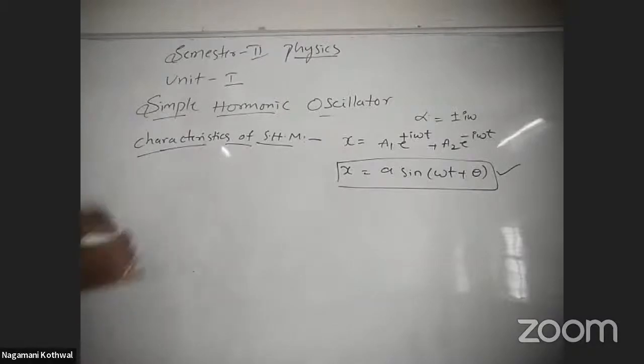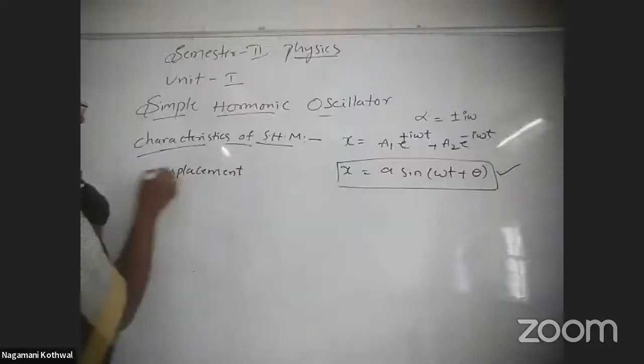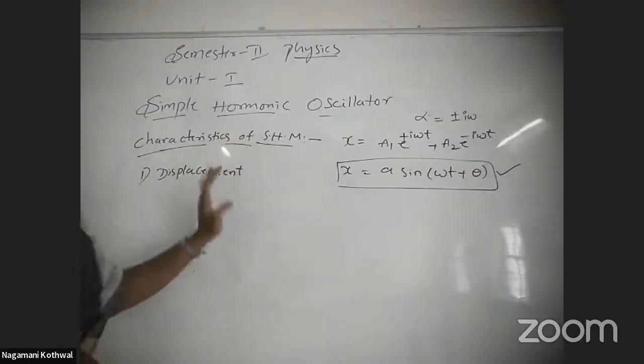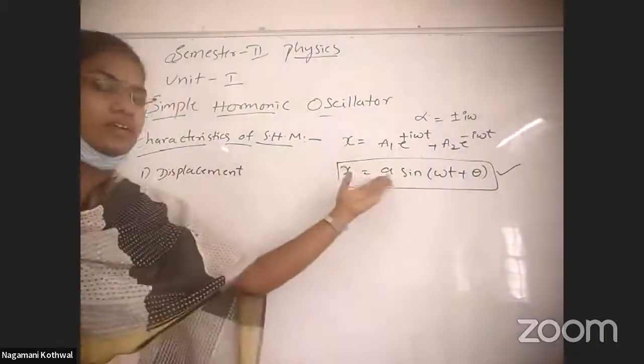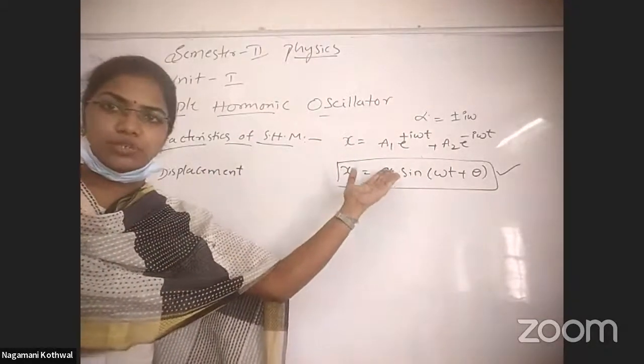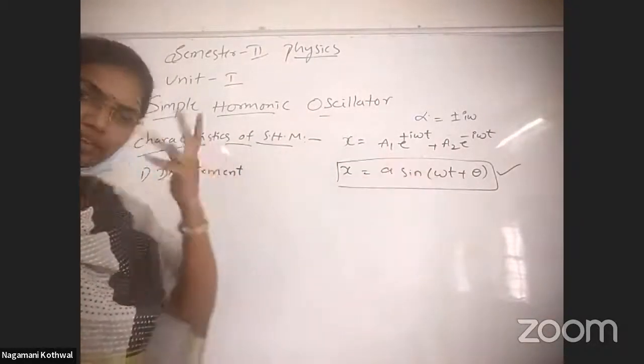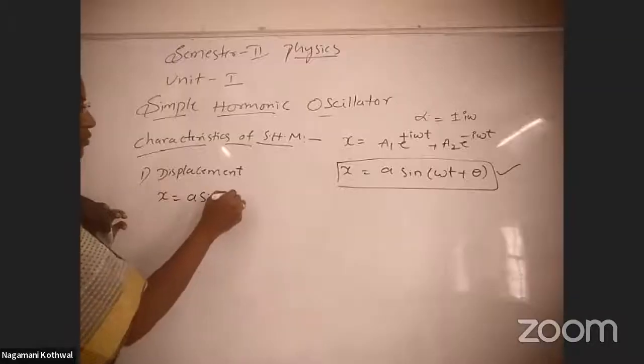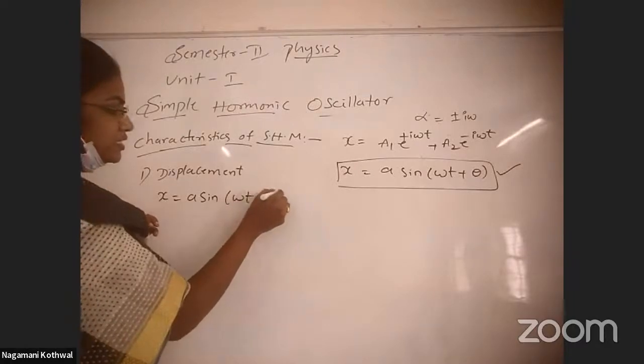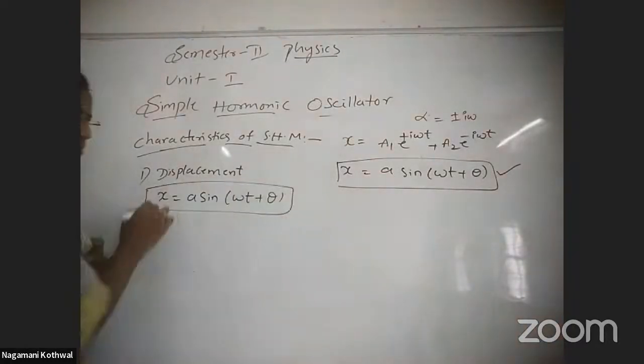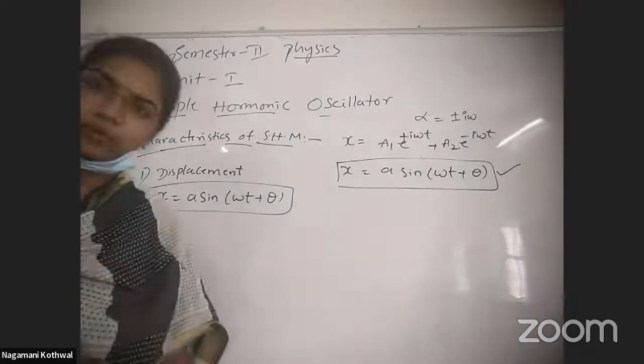Now, the first characteristic is displacement. What is displacement? This one only: x equals a sin(omega t plus theta). That is the first characteristic.